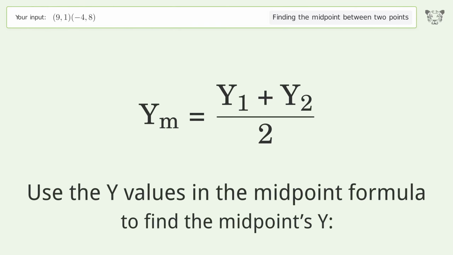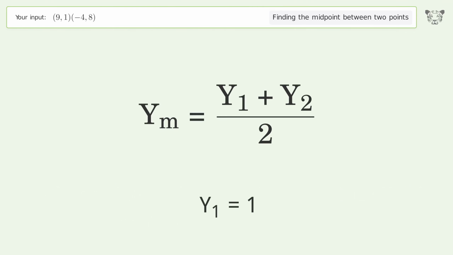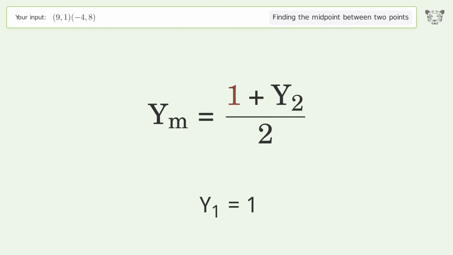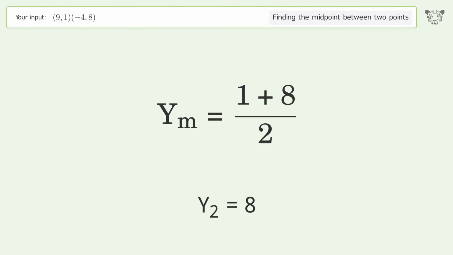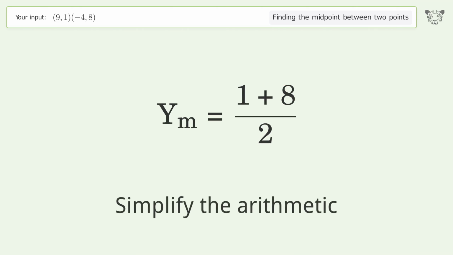Use the y values in the midpoint formula to find the midpoint's y. y1 equals 1. y2 equals 8. Simplify the arithmetic.